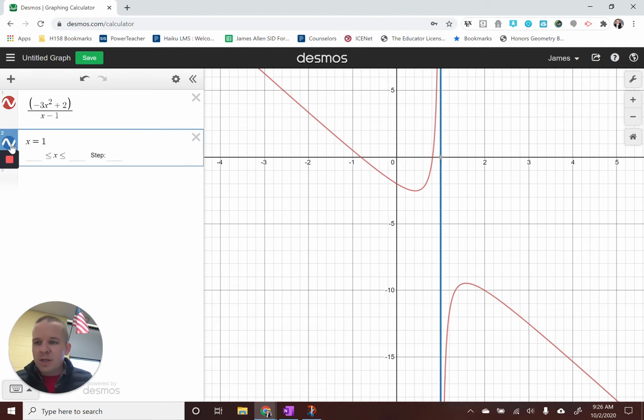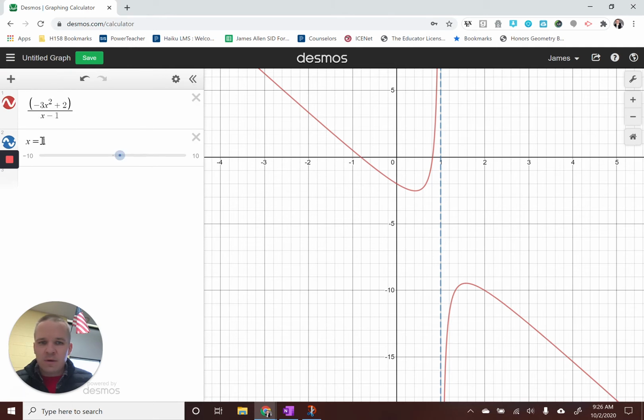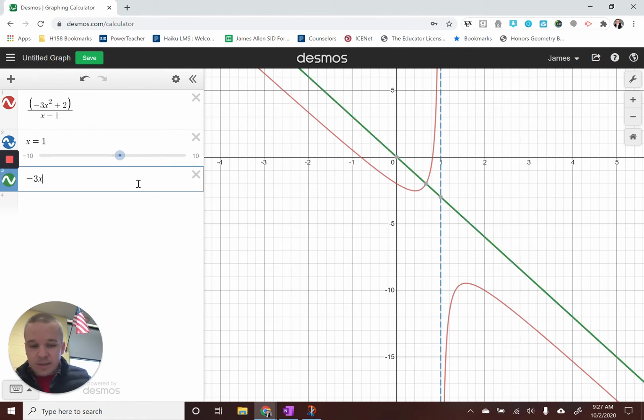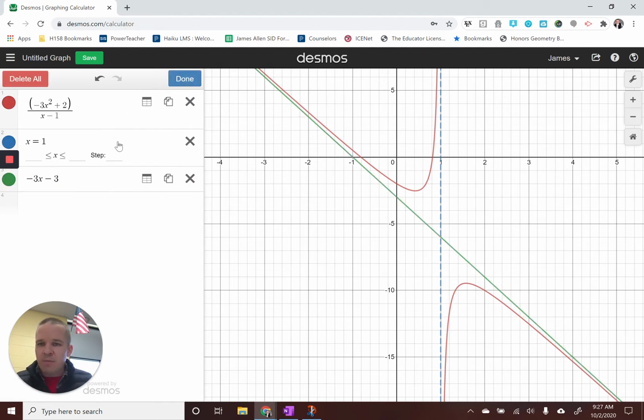Why don't I change that to a dashed line. Look at this. Boom. I like it. There's my vertical asymptote. And then the one that I just found, I'm going to add another equation in there. That was negative 3x minus 3, right? Negative 3x minus 3. And why don't I go ahead and dash that as well?